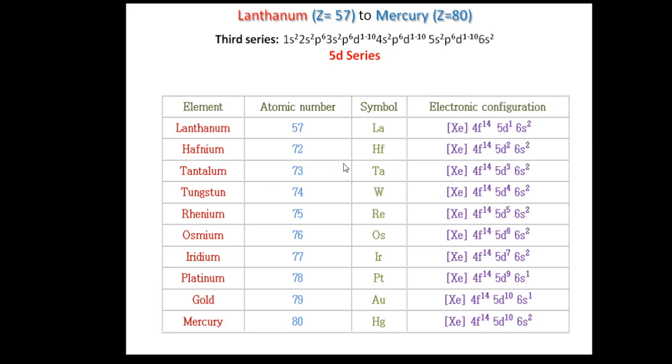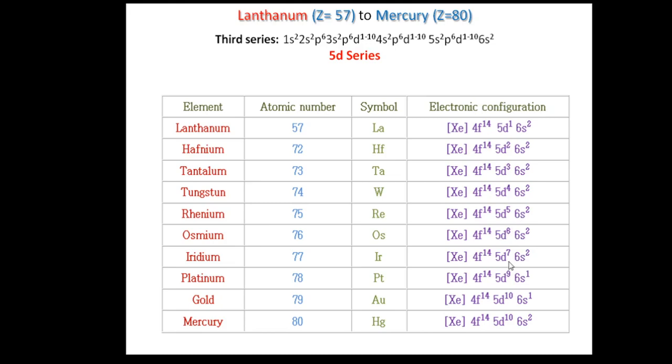Okay, this is hafnium, where the electronic configuration is 5d2 6s2. From 5d, the main focus is that the electron gets accommodated in the 5d orbitals, in ascending order. So here we can see 5d1, 5d2 6s2, 5d3 6s2, 5d4 6s2 for tungsten, 5d5 6s2 for rhenium, 5d6 6s2 for osmium, and then 5d7 6s2 for iridium.